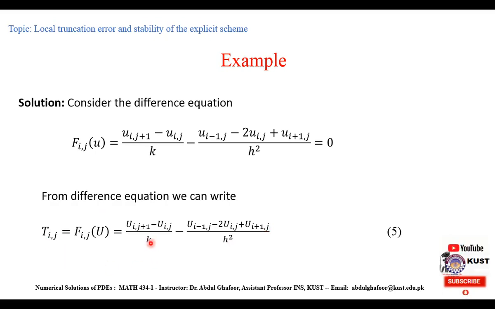In the previous slide we discussed the local truncation error: when we replace u with capital U, which is the solution of the partial differential equation, in the difference equation, we get the local truncation error. So this is the local truncation error Tij.